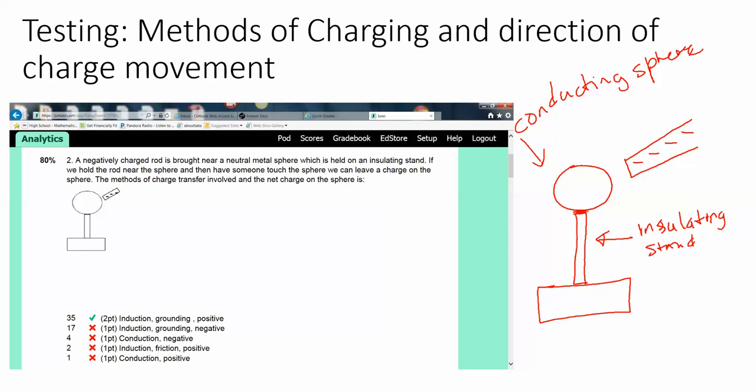So on form A, we had this question, and it said a negatively charged rod is brought near a neutral metal sphere, which is held on an insulating stand. And recall, the insulating stand is to make sure there's no charge transfer to anything else without us being very intentional about it. If we hold the rod near the sphere, well, that's induction. This creating a charge distribution without touching, this is induction. And then have someone touch the sphere. Now, some of you may have thought this is conduction, but it's not.